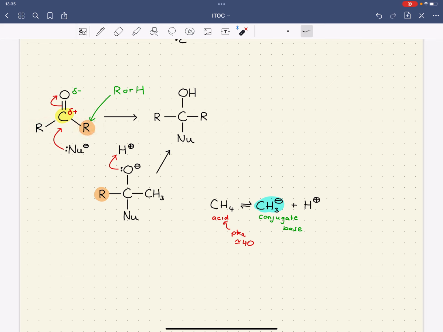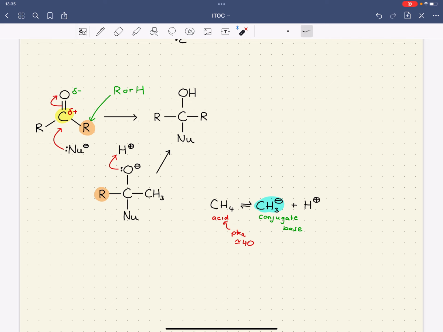In fact, they are not leaving groups at all, because the conjugate base form there is not a weak base. In effect, the acid here is not acidic enough. Okay, so remember, for a good leaving group, this conjugate base, the leaving group, has to be weakly basic, or the acid has to be a relatively strong acid. It's got to have quite a low pKa.